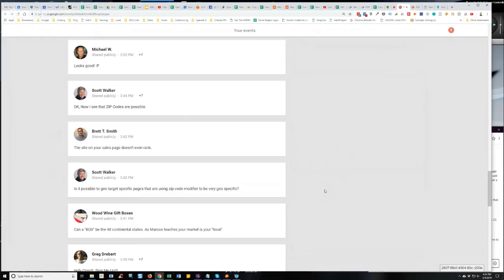There you go. Scott Walker says, is it possible to geo-target specific pages that are using zip code modifiers to be very geo-specific? Well, yeah, Scott, because you can add that as a sticky or static item, whatever pages you want to add in there. So, for example, if you're creating pages that are specifically geo-targeted by zip code, which because of our GMB asset building process, I know what you're doing, then yeah, you could just add that as a static item to your RankFeedr feed. Does that make sense? That's exactly what I just showed you. I don't have my add ID page in that feeder. I just set that GMB asset up. I don't even have an add ID page for it, if that's what you're talking about, Scott.